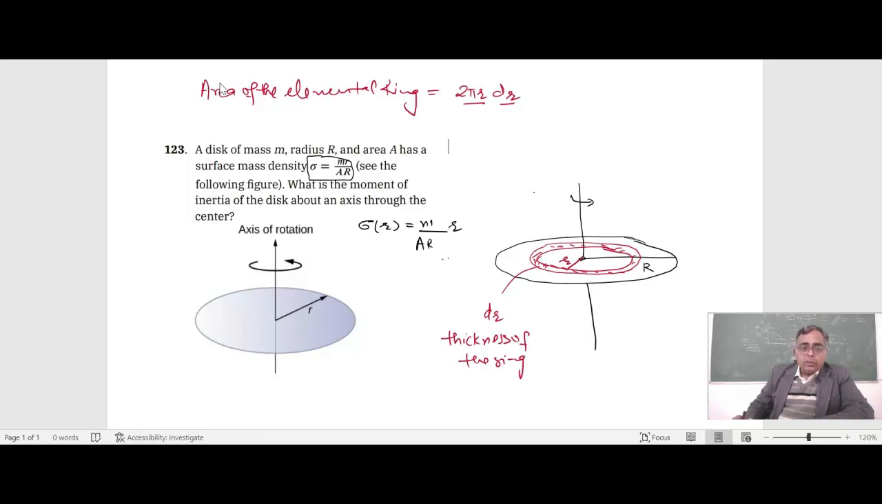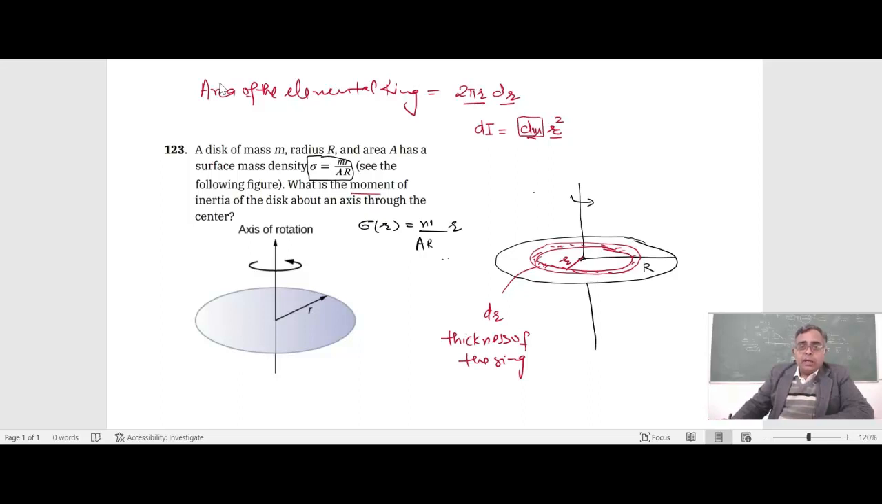So our objective is to find the moment of inertia. First we will find the moment of inertia of this ring, and then we integrate it for the whole disk. The small moment of inertia of this elemental ring is the mass of this elemental ring multiplied by the square of the distance. Because it is a ring, the moment of inertia is mass into the square of the radius of the ring. Now what this elemental mass is, is our next concern.